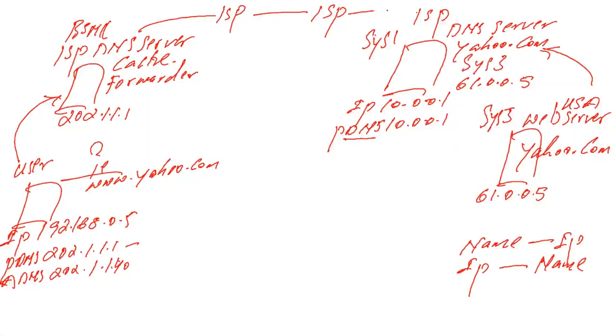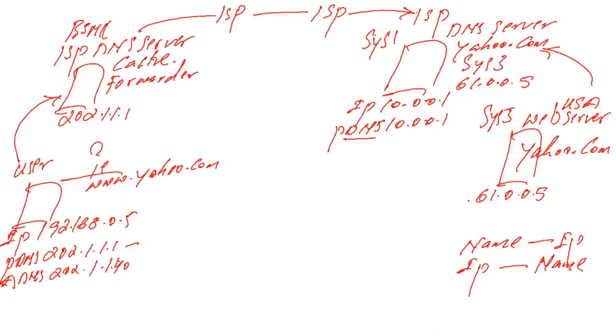So like this, it will forward the request to the next ISP. At last, there are so many ISPs, but finally the request comes to the ISP where the website is registered. That is system 1, that is 10.0.1 ISP. So this ISP is called the registered DNS server ISP for yahoo.com. Now the website is registered.